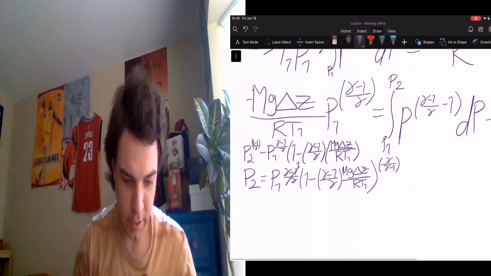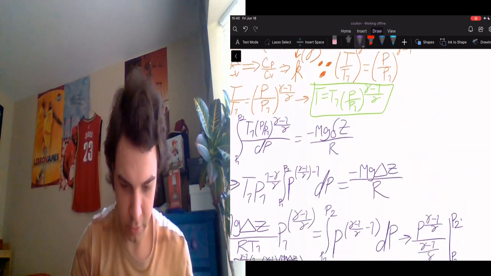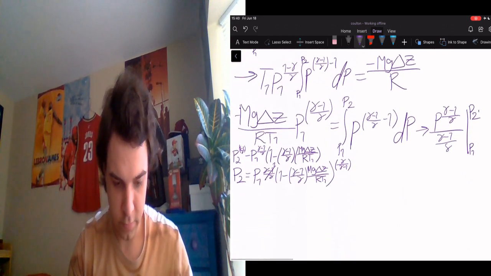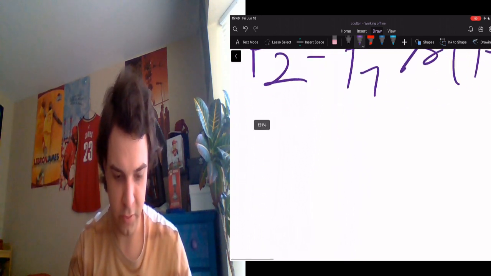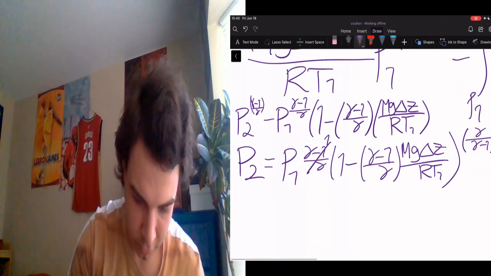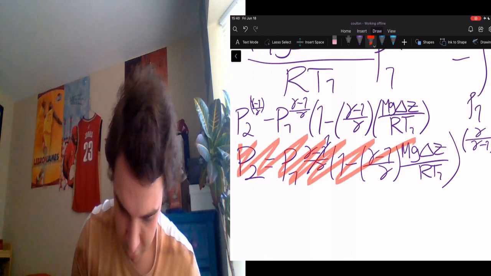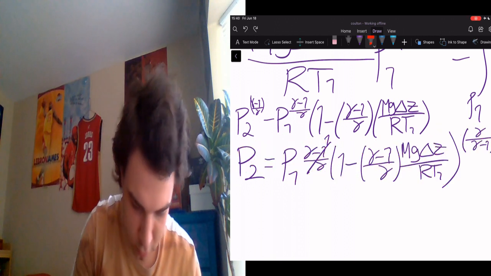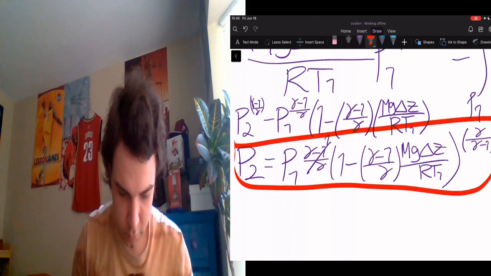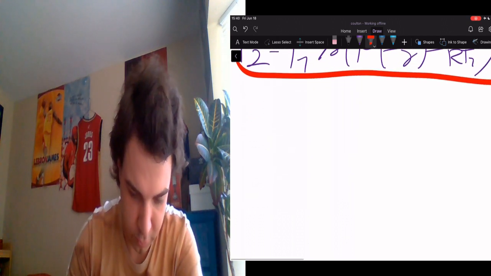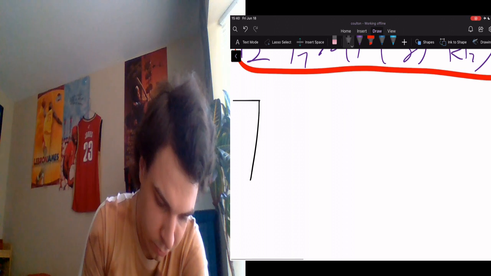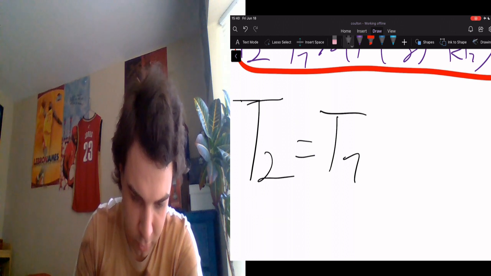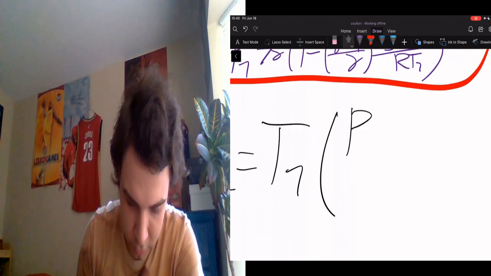So then we take back this temperature equation that we found earlier, and we're going to use that and plug that into here, and we can solve for the temperature 2. So here we solve for the pressure 2 equation. And now using that temperature equation, you can get temperature 2 equals temperature 1 times pressure 1.